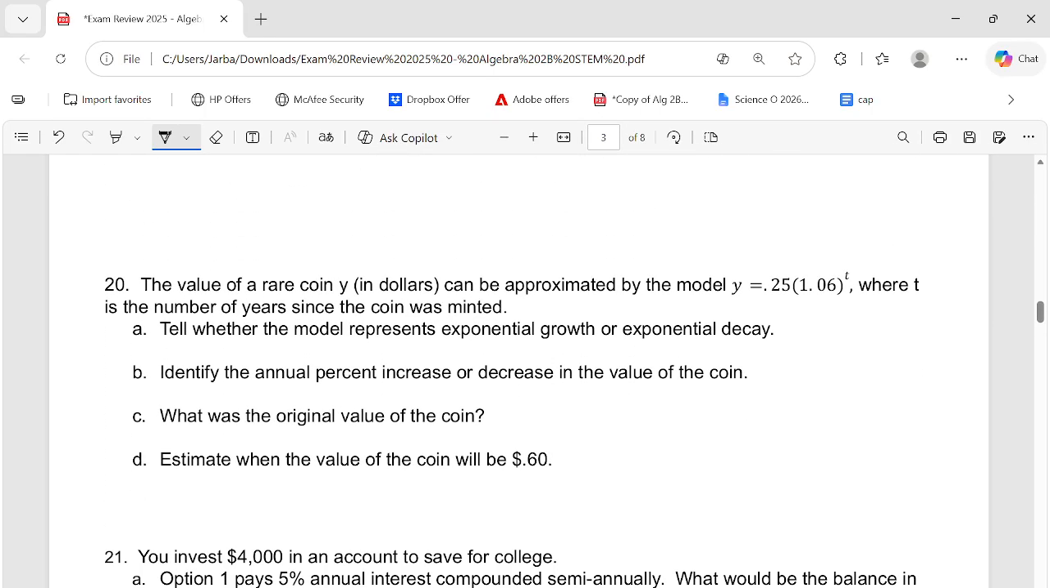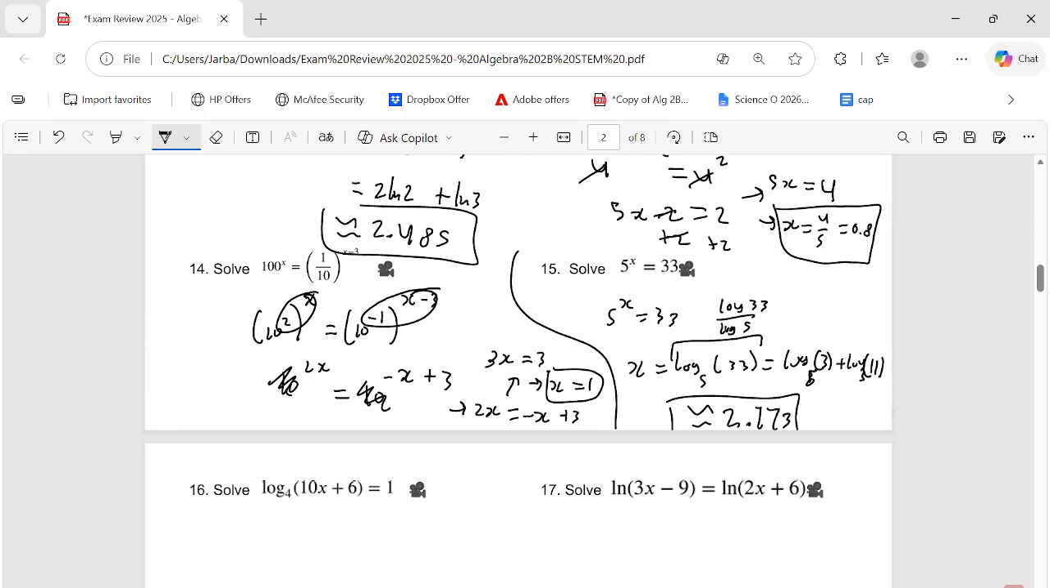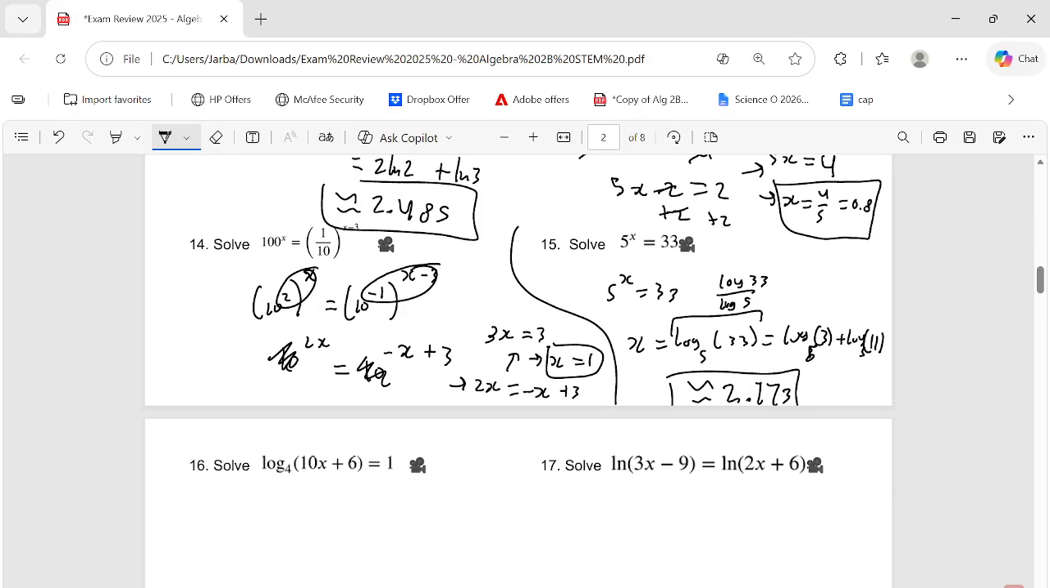Alright, just this page left. Now, instead of solving exponential, we're solving logarithmic. So, when you're undoing exponents, you use the logarithm, right? I probably should have introduced that. But when you're undoing logarithms, you want to do the exponents, right?